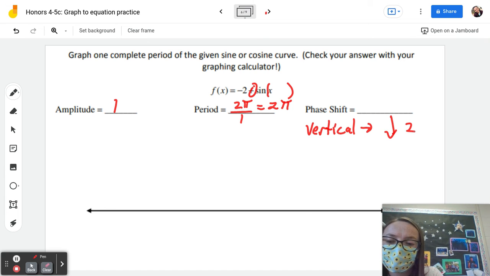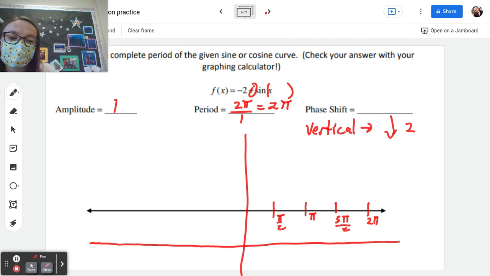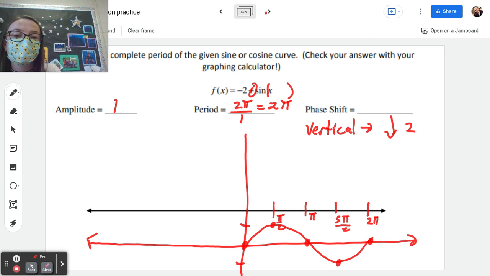So let's go ahead and graph this. Okay, so to graph this, what I'm going to do is first I'm going to set up a new midline at -2, like this. So I have a new midline at -2. Sine starts at the origin, and then it's going to go up 1 because that's my amplitude. Go back down to the origin. Go down 1 because that's my amplitude, and go back up to the origin. So this right here is the sine graph that's been shifted down 2.